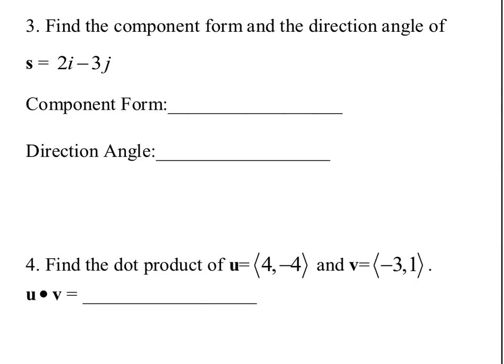All right, in question 3, we need to find the component form and the direction angle of this vector that's written as a linear combination. Okay, so this vector is actually just in component form. We would use this 2 as our x component and this -3 as our y component. So that's all it is for component form.